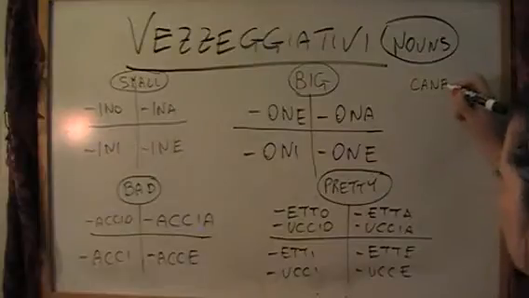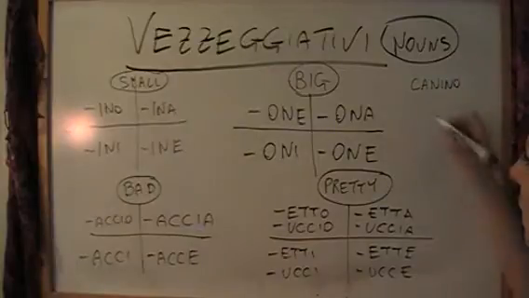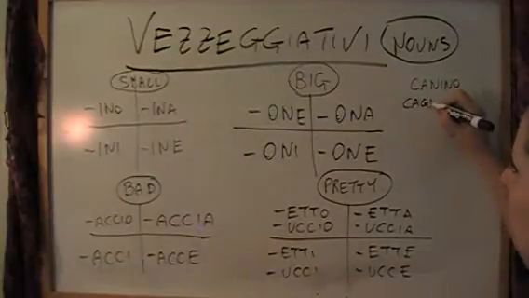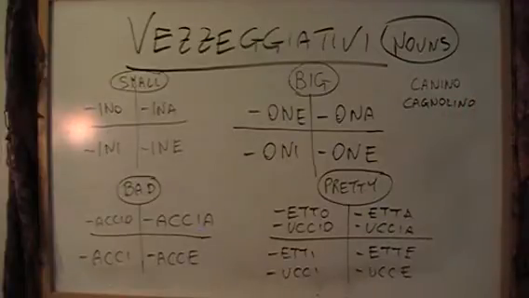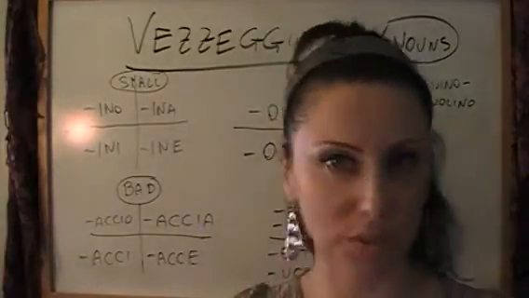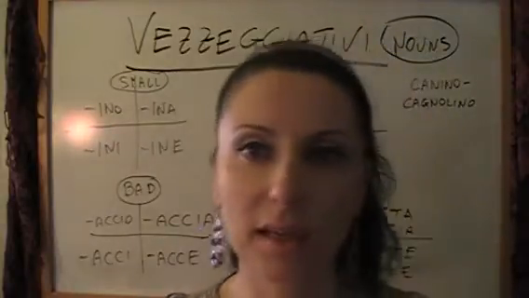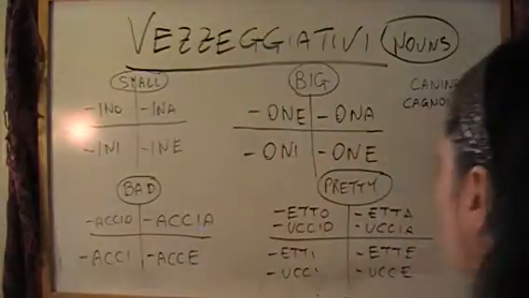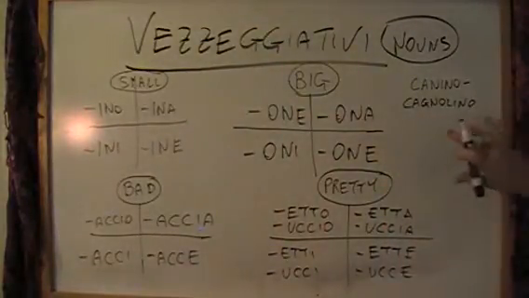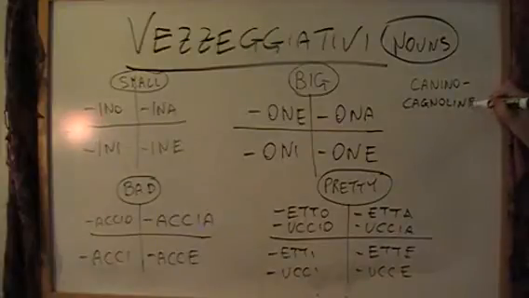Let's say small cane, small dog. You don't use this, you don't say canino. You have an irregularity, you have to say cagnolino. Why? Because canino is this tooth, the canine. So in order not to make up a word that already exists and has another meaning, they did it irregularly. So small dog will be cagnolino. If it's a female, it will be cagnolina, cagnolini, that means puppies, or cagnoline, that means female puppies.